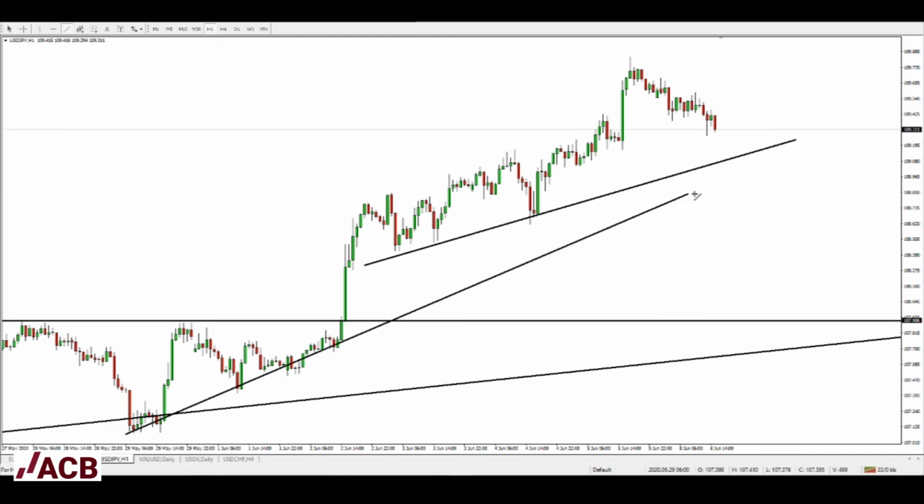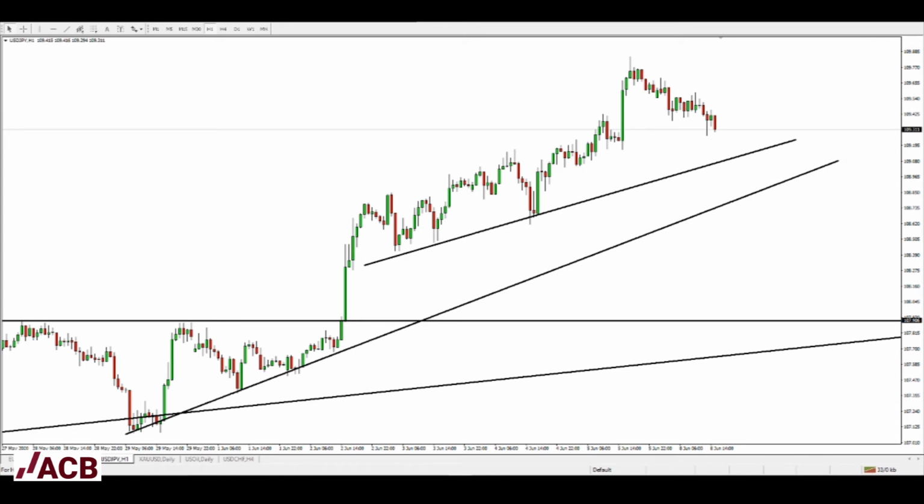We've also got this trend line here. One more thing to look for is this, which lines up nicely and gives us this sweet spot zone where we could look for buying opportunities. That's just something that I'll be looking for personally on USDJPY.